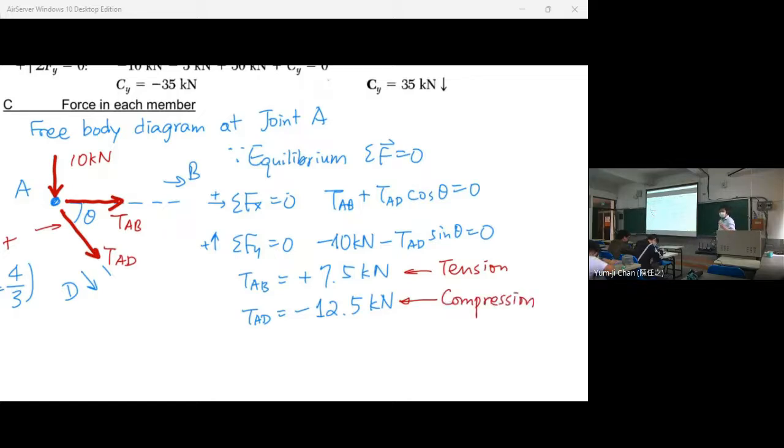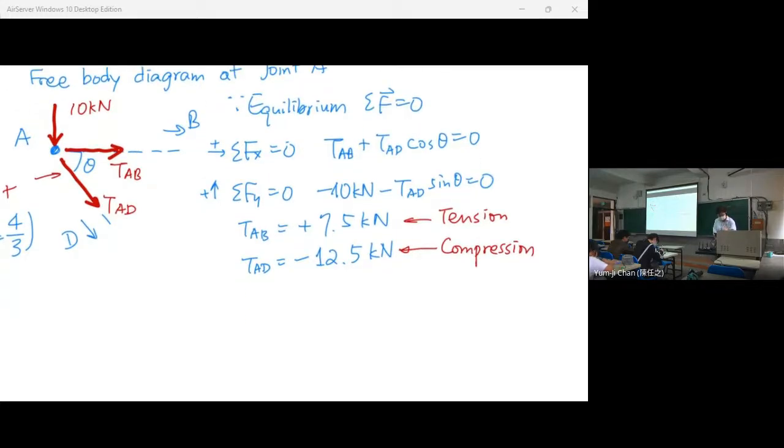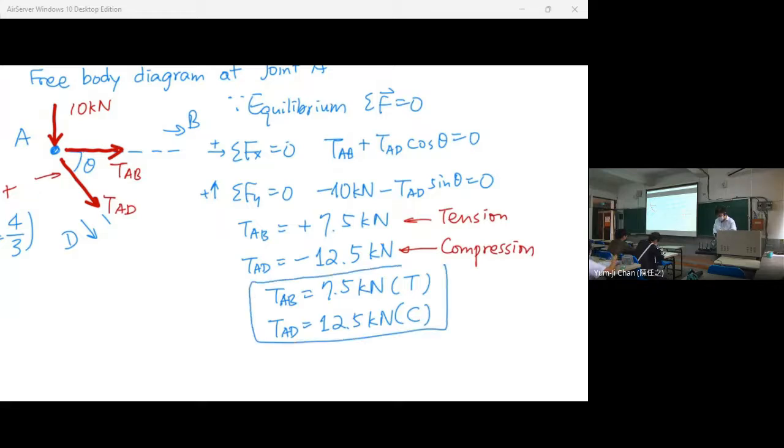So when you write your answer, if you follow the book, TAB is equal to 7.5 kilonewton, and you put a T here, and TAD is 12.5 kilonewton, and we put a C here. Sorry, give me a second here.